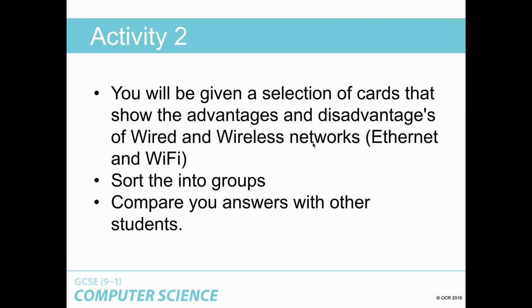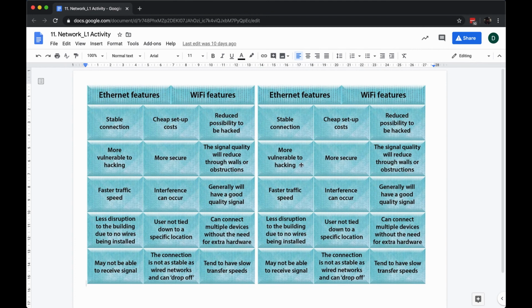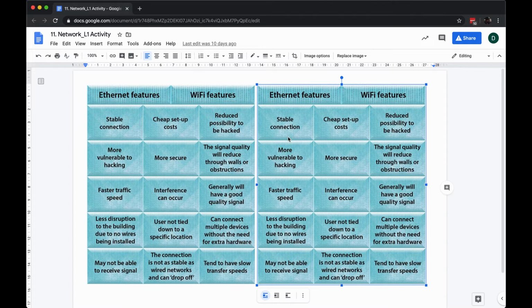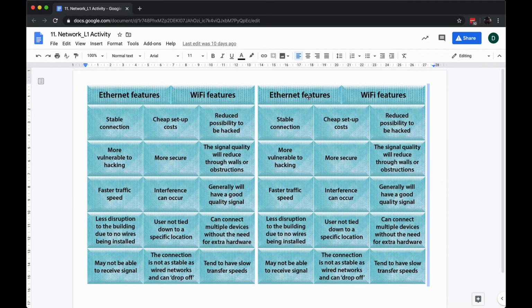Okay, so I'm going to change my screen to a selection of cards, and what I'd like you to do is write the heading of Ethernet features, write the heading of Wi-Fi features, and I would like you to put the corresponding phrase, I guess, under the corresponding heading.